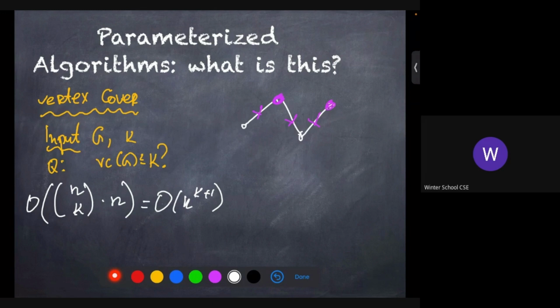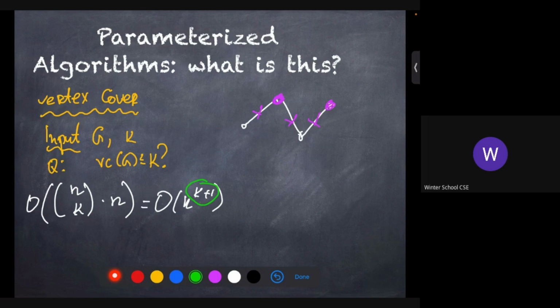Actually, when k is a constant, this is a polynomial time algorithm. And there's no contradiction here. It's not that we solve an NP-complete problem immediately. It's just because all hardness reductions for vertex cover work only when the number k is close to n. Then this running time, n to the power k plus 1, will be exponential.